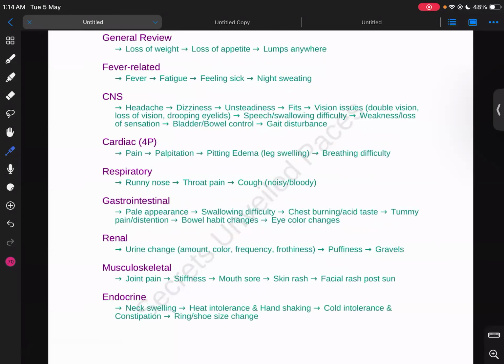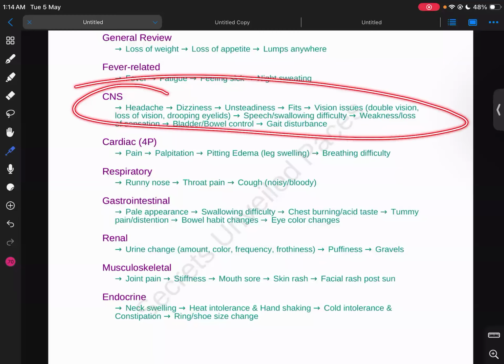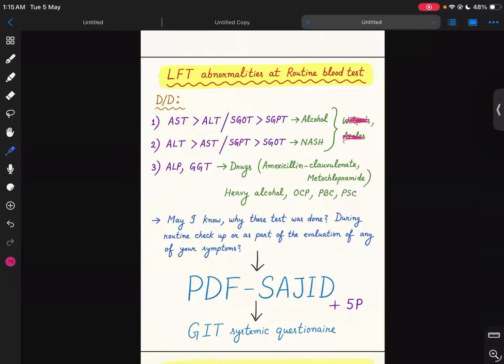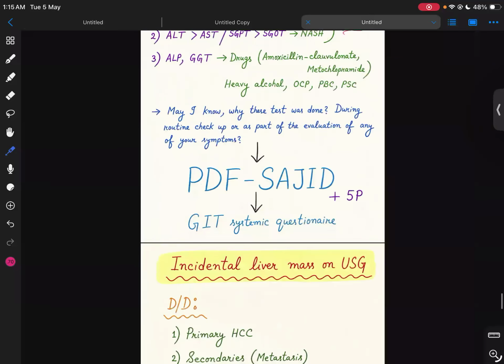This is true for every prompt. Whatever system prompt is given, touch that systemic question specifically. Like you may be given a case of musculoskeletal prompt, at least touch that systemic question. You may be given a case of neurological, at least touch all the systemic questions of CNS. Okay. So should I proceed to the next prompt?